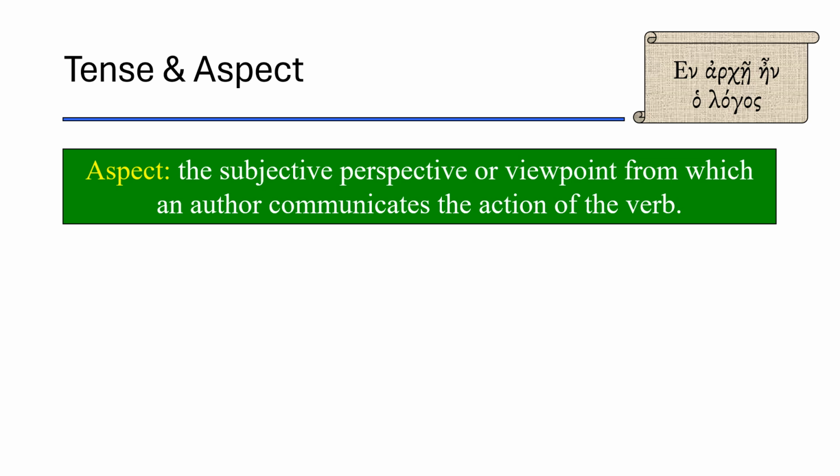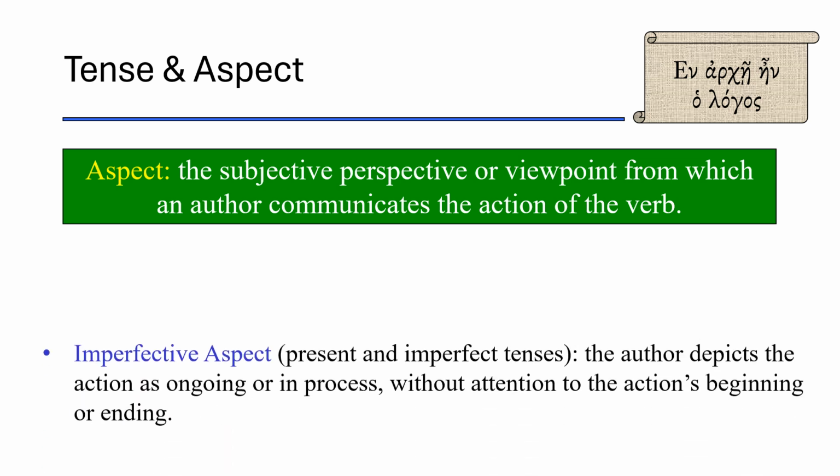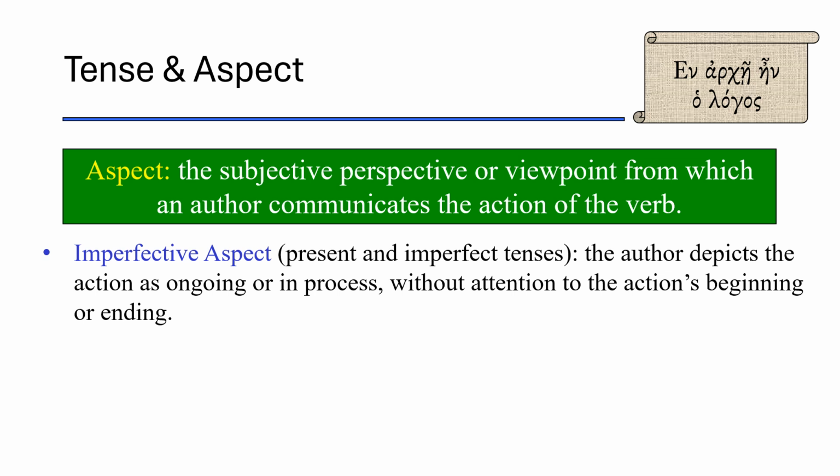So we also have aspect in Greek. The aspect is the subjective perspective or viewpoint from which an author is communicating the action of the verb. In the imperfect and present tense, this is called imperfective aspect. This is where the author is depicting an action as ongoing or in process, and it doesn't pay attention to when the action began or when it's going to end.